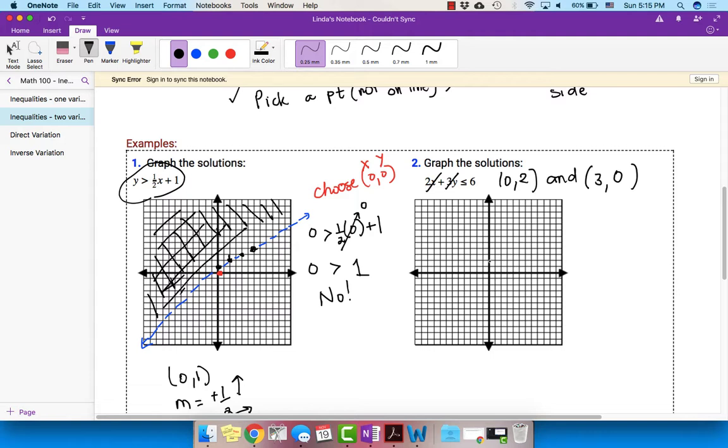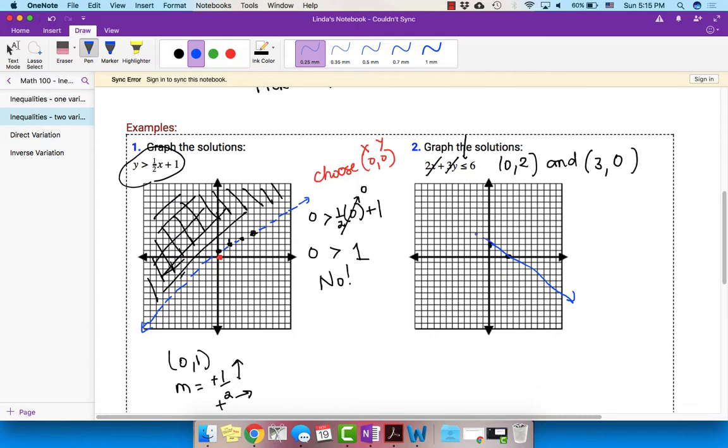So at 0, 2, here's my 0, 2, and 3, 0, here is my 3, 0. And I'm going to sketch the line going through these 2 points. Notice here that I have the equal sign. Equal sign means that my line is going to be solid. So I go ahead and draw a solid line here. And again, since 0, 0 is not on that line, I'm going to choose that again.